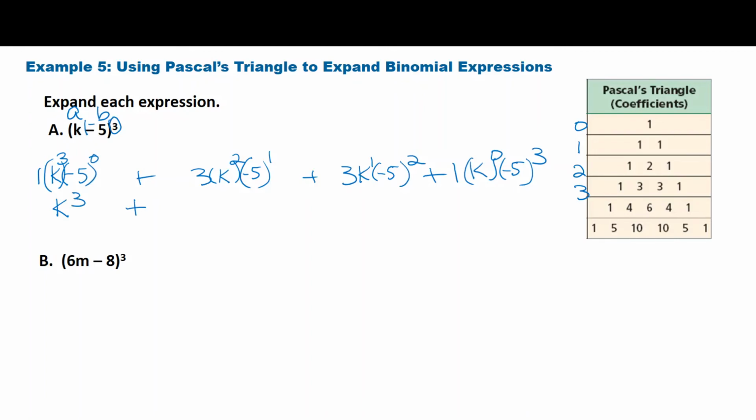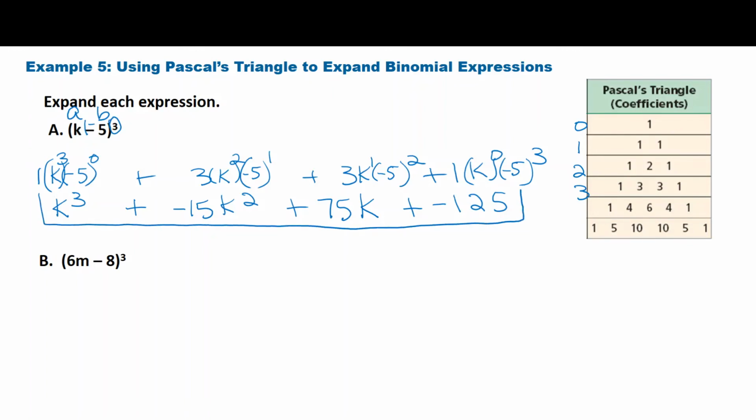Plus 3 times negative 5 to the 1st power, which is negative 5, is going to be negative 15k squared, plus negative 5 times negative 5 is 25 times 3 is 75k, plus k to the 0 power is 1 times 1 is 1, and then we just have negative 5 times negative 5 times negative 5, which is negative 125. So our final answer then is k to the 3rd plus a negative 15k squared plus 75k minus 125. All right, let's try the next problem.